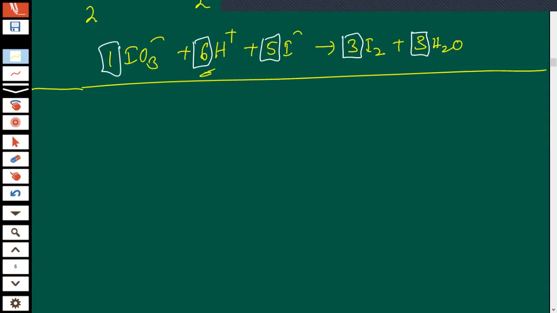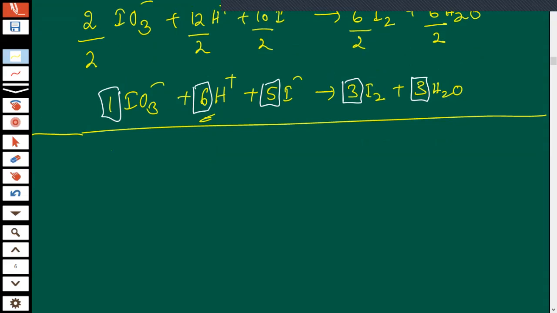Net charge. Oxidation number means the net charge, the charge present on the particle. Do you understand? Then I'll give you another question.